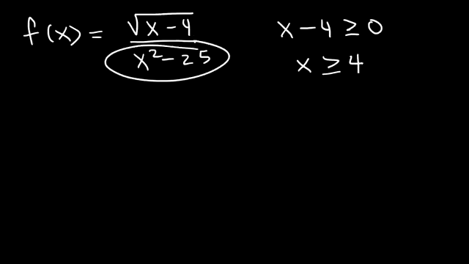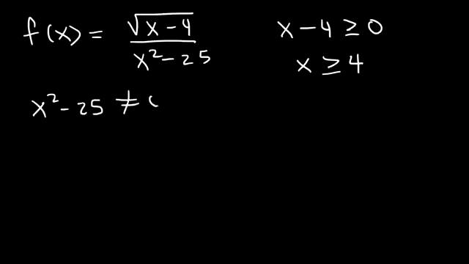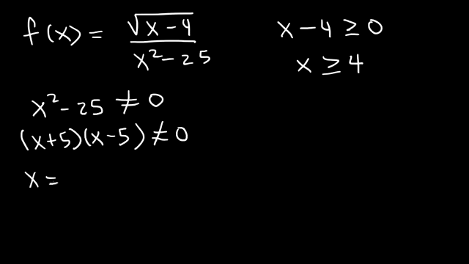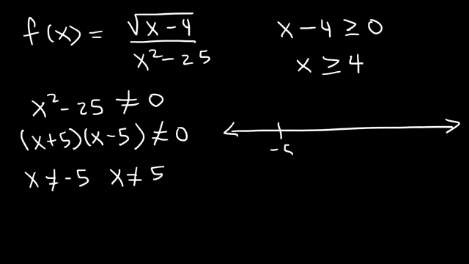Now we know that in a denominator we can't have a 0. So we're going to set it not equal to 0. And we could factor it. So this is going to be x plus 5 times x minus 5 using the difference of squares method. So x cannot equal -5 and it can't equal 5. So now let's make a number line. So we have -5, 4, and 5. So we're going to have an open circle at -5 and 5. And then x is equal to or greater than 4. So we're going to have a closed circle at 4 and shade to the right.